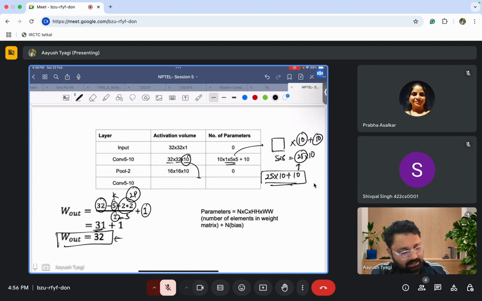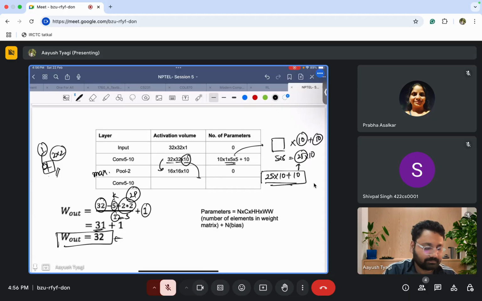Similarly, in the next step we do a pooling operation. In a pooling operation, we have a 2 cross 2 filter. Suppose we are doing a max pooling operation. We will take the maximum value out of this grid. Only one value, right? So that's why the size reduces to half whenever we do pooling. So 32 cross 32 cross 10 becomes 16 cross 16 cross 10. And no parameters are learned whenever we do a pooling operation, because we are just extracting the maximum value.